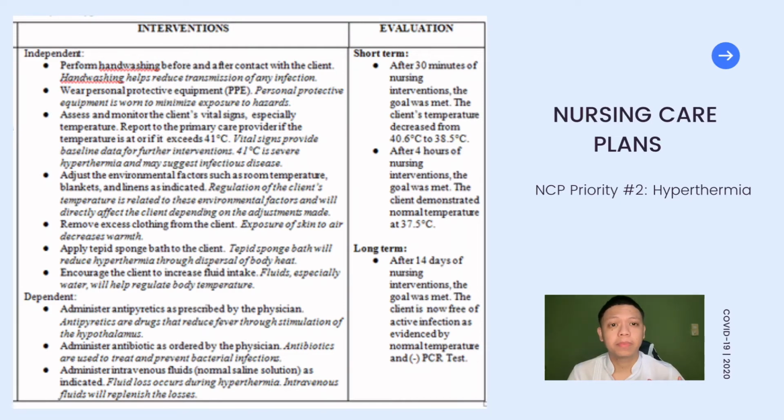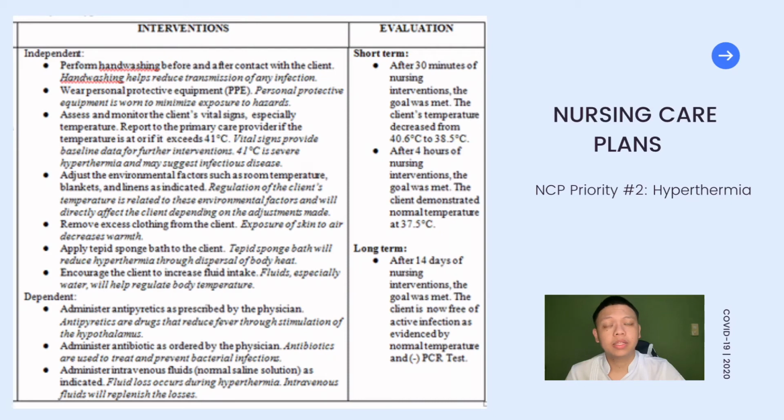Next will be the nursing interventions. Starting with the independent nursing interventions, begin with performing hand washing and applying personal protective equipment. These are the first line of defense for the nurses to be safe. Then the priority intervention is to assess and monitor the client's vital signs, especially the temperature. Next is to adjust the environmental factors such as the room temperature and linens on the bed. Then remove excess clothing of the client, apply tepid sponge bath, and encourage the client to increase fluid intake.